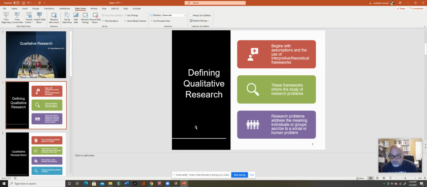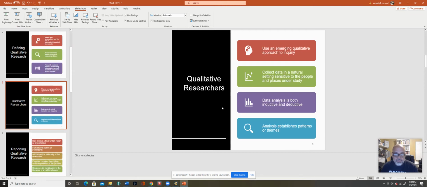Research problems address the meaning individuals or groups ascribe to a social or human problem. Again, in the world of social sciences, in the world of behavioral sciences, it's not black and white, and it's not one number as opposed to another number. We're not looking at quantities of an issue. We're looking at the quality of something.